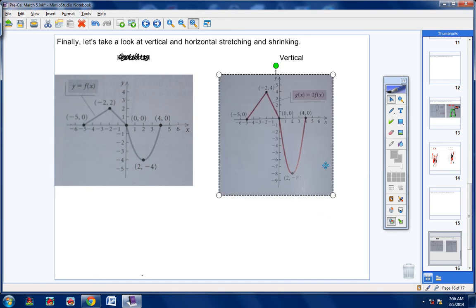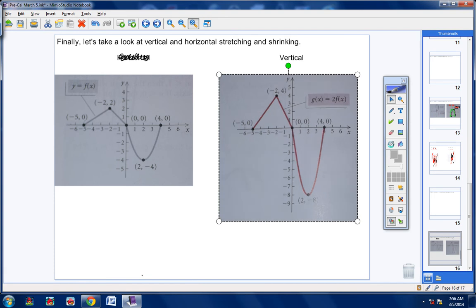Now take a look at this graph, okay? Now watch this. Okay, now notice, look what we did here. We have y equals f of x, and now look what we've done. We've taken f of x and we multiplied the entire function by 2. So that's going to be a vertical stretch or shrink. Well, it looks like it was a stretch to me. See how this point here went way up higher? See how this point here went way down lower? So we have a stretch, a vertical stretch.